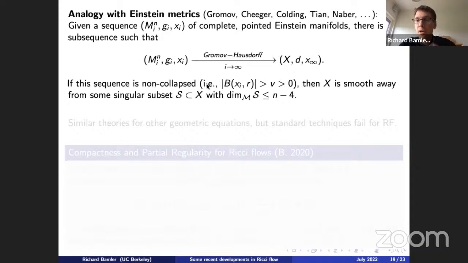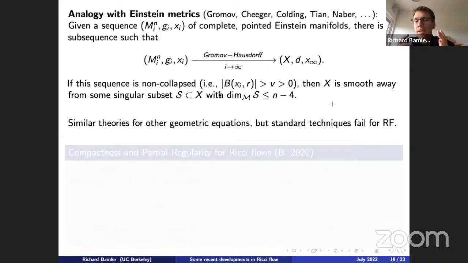You may have noticed similar theories for other geometric equations, such as minimal surfaces, mean curvature flow, harmonic maps, and harmonic map heat flows. The reason why these similar theories exist is because these partial regularity theories really just depend on a few very basic ingredients, and they can be verified for all of these geometric equations. And then there's some kind of machinery that allows us to combine these ingredients and to deduce a partial regularity theory. However, such a theory for Ricci flow has not existed for a long time, because mainly some of these standard ingredients were not available, at least a priori, in the Ricci flow setting.